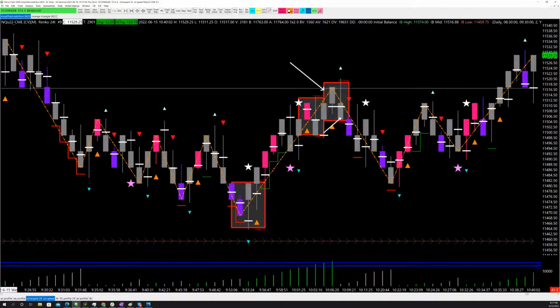Just to give you a different look at what is not a two-bar algo: there's a pink bar here, there's a triangle down, then there's a bar in between, then there's a pink bar. That's a three-bar algo. And then there's a triangle up. Technically, that becomes a four-bar algo.